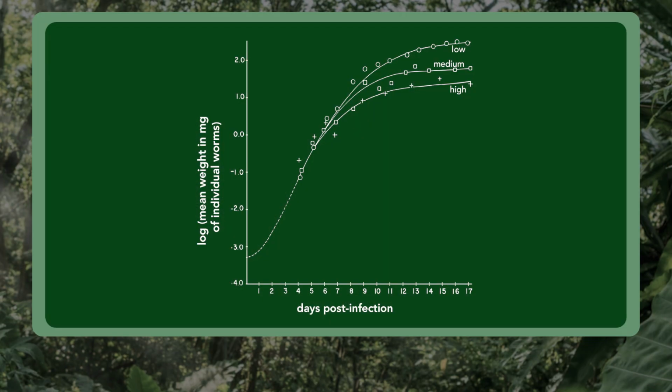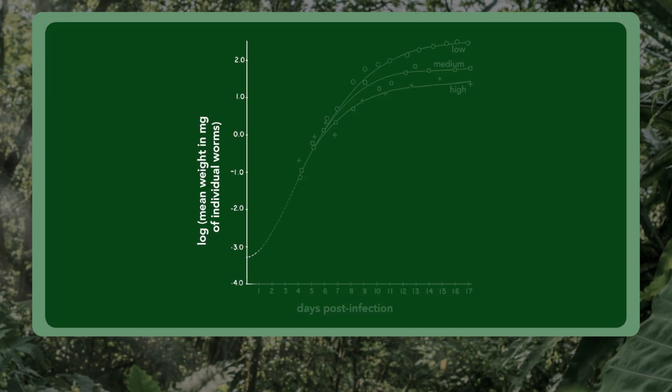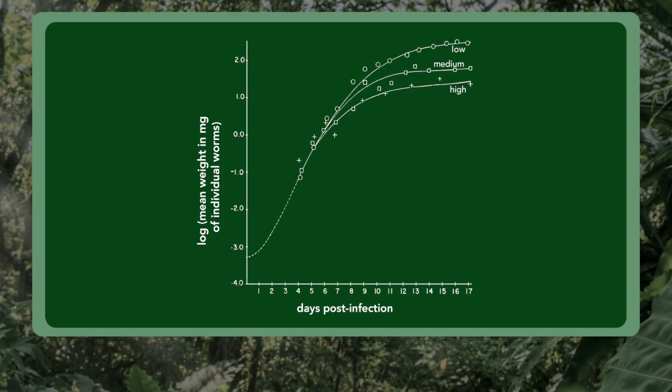To see whether crowding effects are happening, let's also measure the body size of the worms in the low, medium, and high density conditions. Here on the x-axis, we have the number of days post-infection. You expect worms to get bigger as the number of days post-infection increases and the worms mature. And then on the y-axis, we have the mean weight in milligrams of individual worms. Of course, the bigger a worm is, the more eggs it can produce, and the higher its fitness.